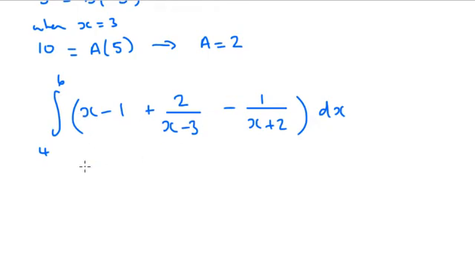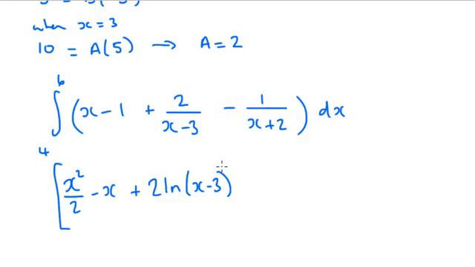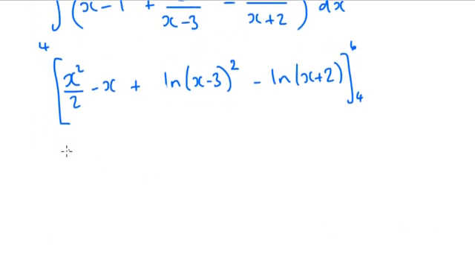Okay, so we can now integrate each term. We're going to get x squared over 2 minus x plus 2, this is going to be a log, plus 2 ln x take 3. In fact, let's write that as ln (x minus 3) squared minus ln (x plus 2), between 6 and 4. I can bring these two logs in under 1. So that's going to be x squared over 2 take x plus ln of (x take 3) squared over (x plus 2).